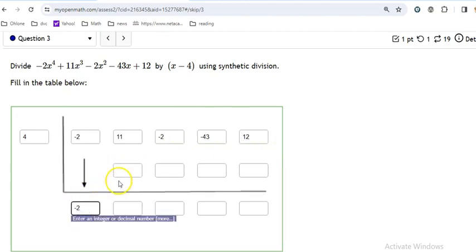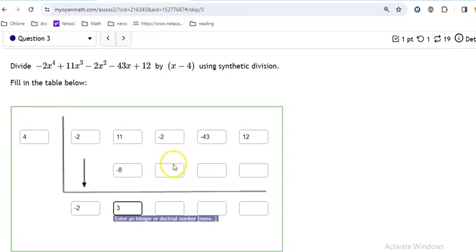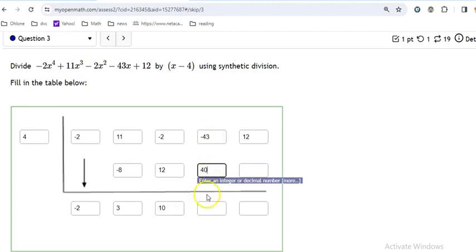First, bring down negative 2. 4 times negative 2 is negative 8. Add them is 3. 3 times 4 is 12. Add them is 10. 10 times 4 is 40. Add with negative 43 is negative 3. Negative 3 times 4 is negative 12, and we get 0.